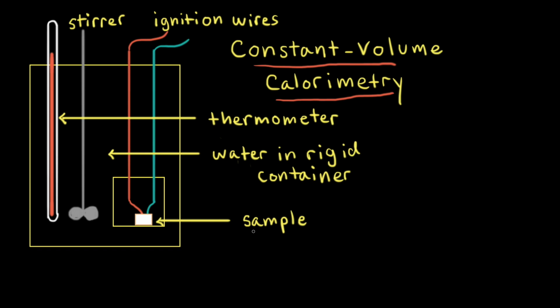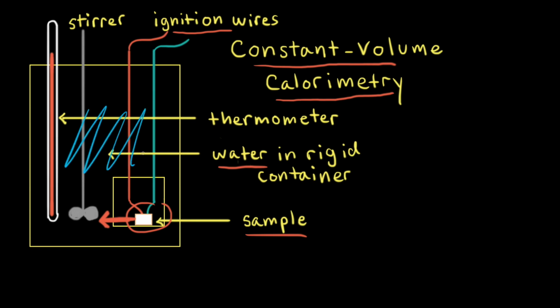First, the sample to be combusted is placed in a container that has some oxygen. And then there's some ignition wires that go into this little container here. The sample is ignited and heat is given off by the combustion reaction. So heat is being transferred from our sample to the water in our container. So let me go ahead and draw some water in here. So imagine we have some water.